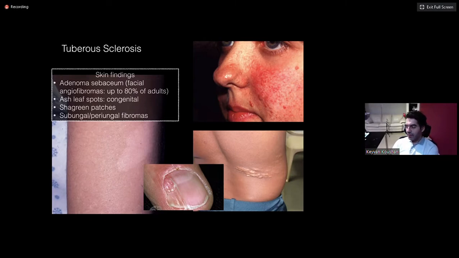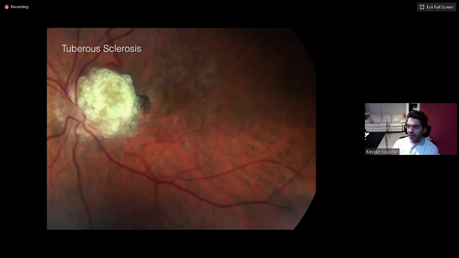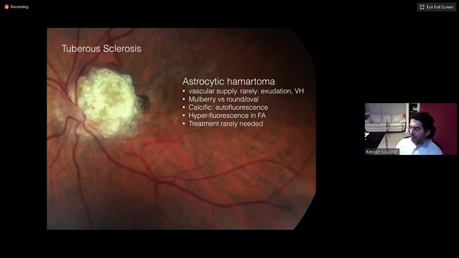So this is another person with the same thing. There's a very distinctive spine; you almost see the calcium bubbles on this lesion. Again, rarely vascular supply, so there's no exudation, there's no VH. It can be round, oval, or mulberry. This is more like mulberry, looks like a white blackberry, and you have this around the nerve, about 50% around the nerve, but as in the other person you saw, you can have it around the arcade or anywhere else. They're hard to look for, so you have to look for these lesions.